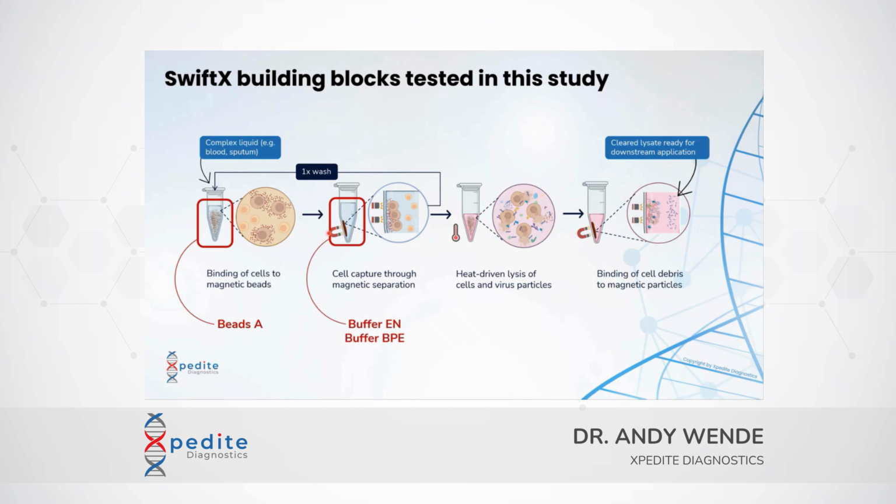We tested two different buffer systems which enable the capturing of cells. They are called buffer EN and BPE, you will see it later. And in terms of the cell lysis and extraction, different combinations of buffer DL with and without the help of proteinase K were used, as well as an alkaline lysis approach by this so-called buffer BPL and a neutralization buffer.